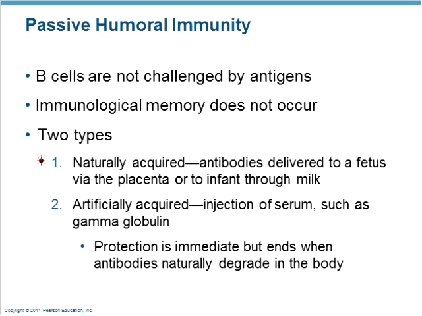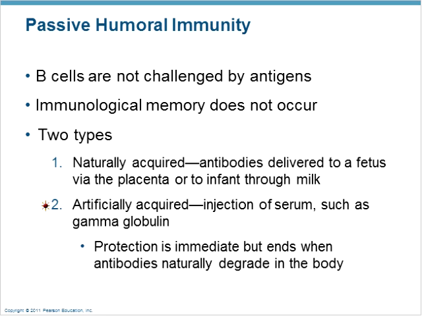How does that occur naturally? Well, for a fetus, via the placenta or via infant milk, milk through mom, the baby acquires antibodies from the mom that help defend it. The baby doesn't make any antibodies, so that's not an active process. It's passively providing the stage for the antibodies from mom to fight the infection. And so those are antibodies that are delivered to the fetus via the placenta or through the infant milk.